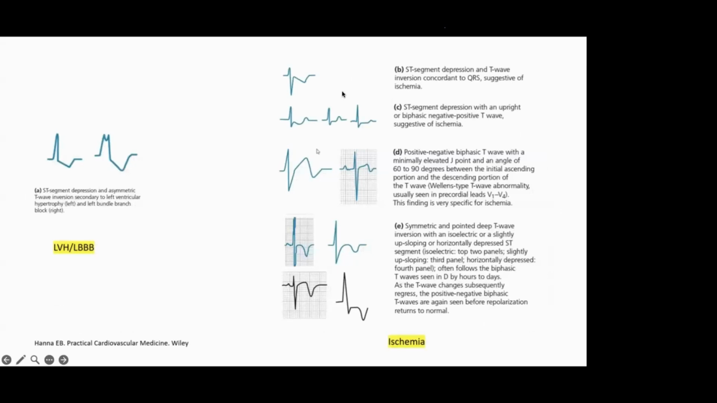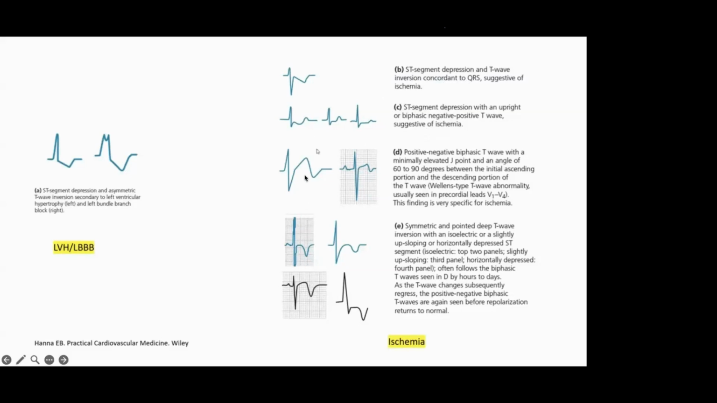This is the same thing I am telling you. When you find a T wave abnormality, you have to look at the ST segment depression and QRS concordance. ST segment depression with T wave inversion concordant with QRS is suggestive of ischemia. ST segment depression with an upright or biphasic T wave, or negative-positive or positive-negative biphasicity with a minimally elevated J point. All these things you have already seen. These ECGs are self-explanatory: a deep T wave plus some J point elevation is ischemia.